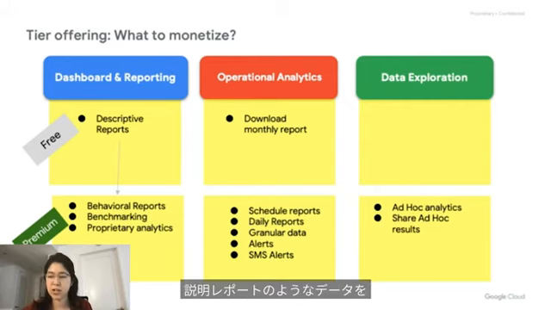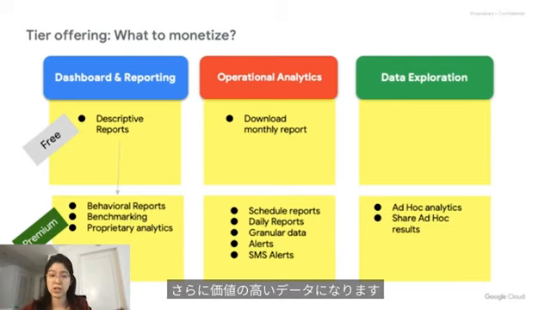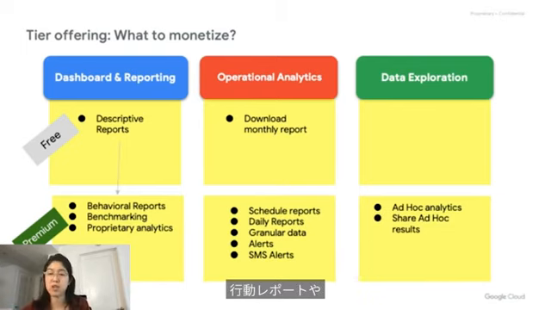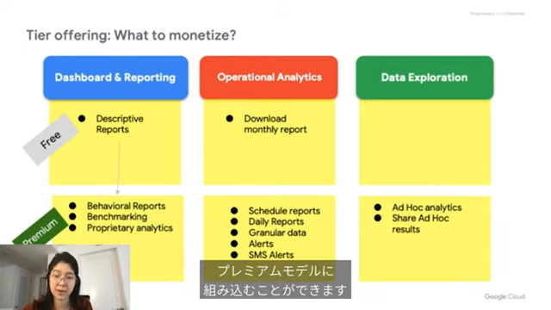Something like a descriptive report, data you're collecting on behalf of your customer, but is data on that customer, probably should go for free, right? This is data they're going to be expecting. This is their own data. They should be able to download it, et cetera. That's the expectation. But if you're going to take any of that data and combine it with any proprietary analytics that your company and product are doing, then that adds an increased level of value to your customer. Things like behavioral reports, benchmarking, proprietary analytics, those are all things that add that extra amount of value to your customers and can be put into a premium model.